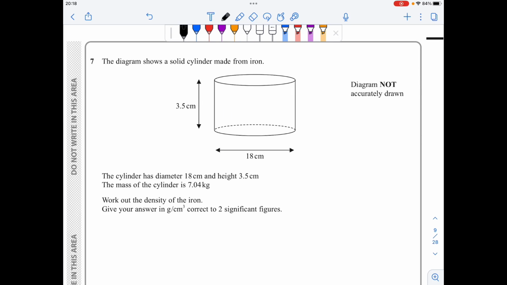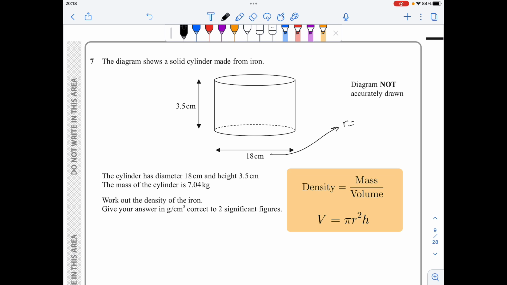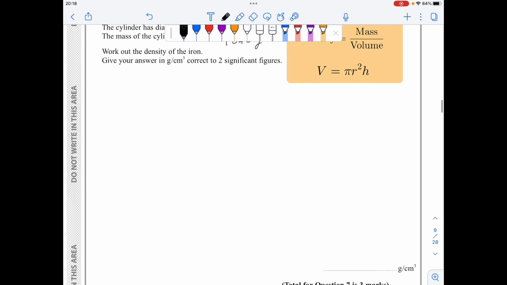For question 7, I will use the following two formulae. The density is equal to mass over volume, and the volume of a cylinder is pi r squared h. Now, the diameter is 18, which means that the radius is equal to 9. Also note that since I want my answer in grams per cubic centimeter, I'll need to convert the mass from kilograms into grams, and 1 kilogram is 1,000 grams, so this is 7,040 grams.